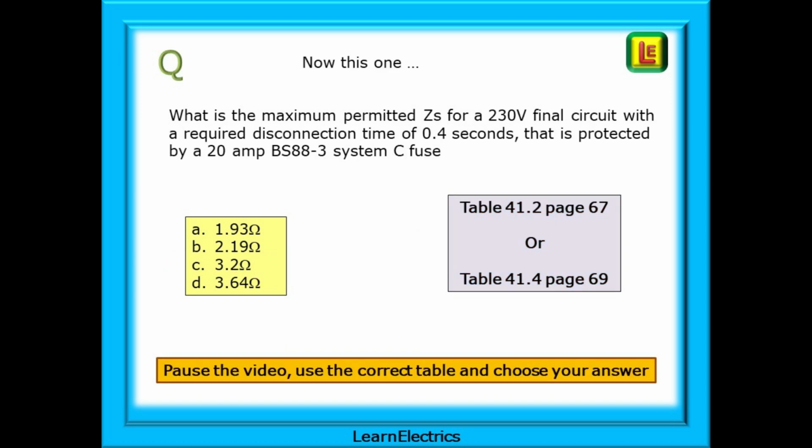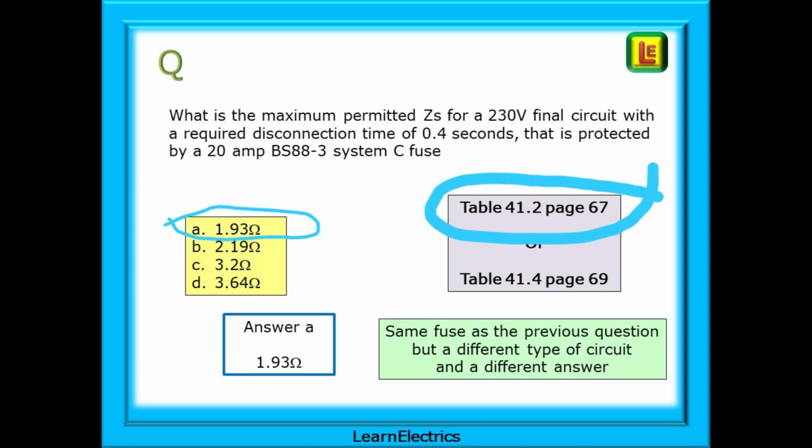Now try this one. Almost the same question, but this is for a final circuit. The answer choices are exactly the same as the last question. Pause the video, use the correct table and choose your answer. You should have selected answer A, 1.93 ohms. This is the same fuse as the previous question, but a different type of circuit, and a different answer. Pay attention to the tables.